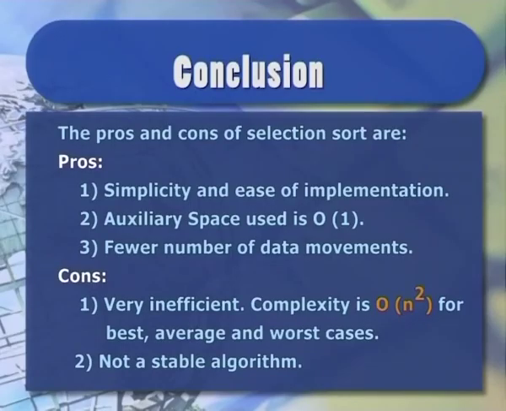The pros and cons of selection sort are: Pros: simplicity and ease of implementation; auxiliary space used is order 1; fewer number of data movements. Cons: very inefficient, complexity is order n square for best, average and worst case, not a stable algorithm.